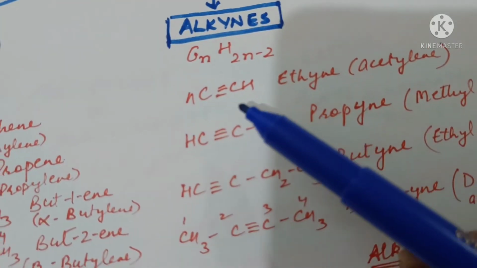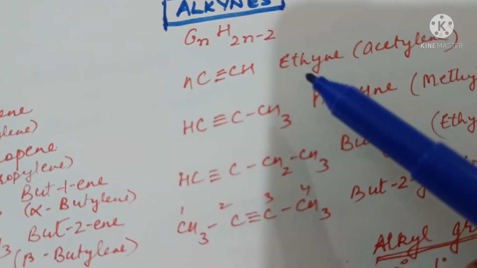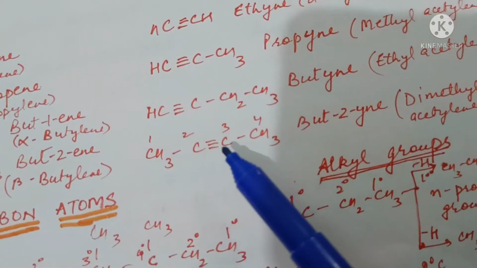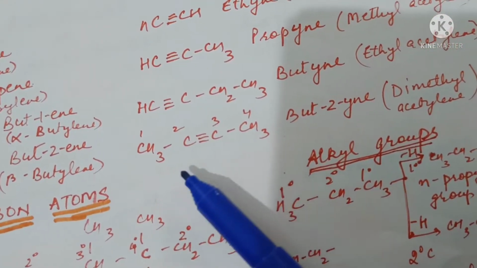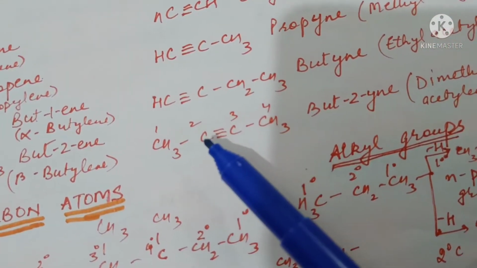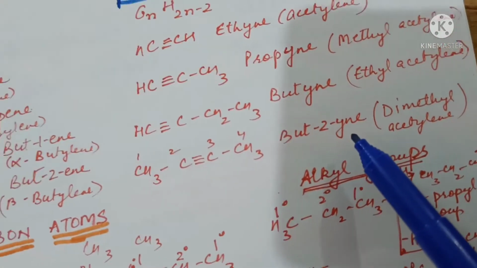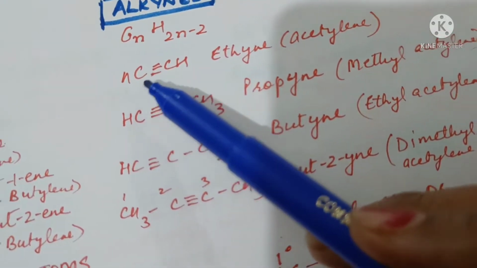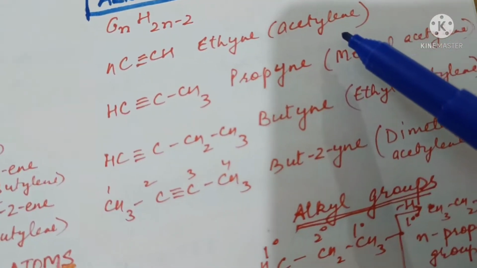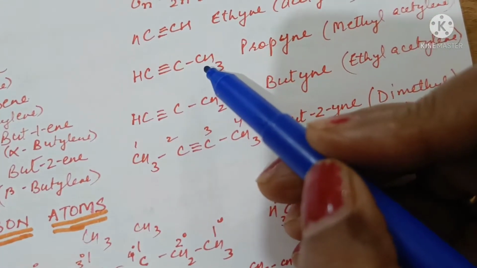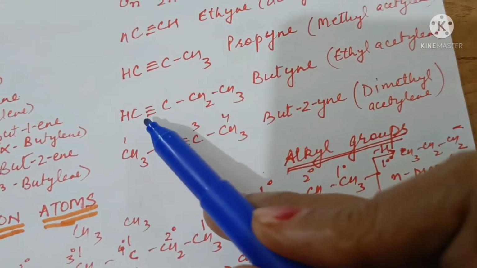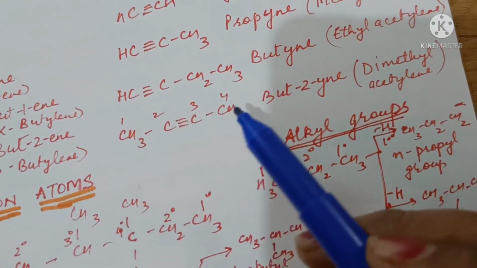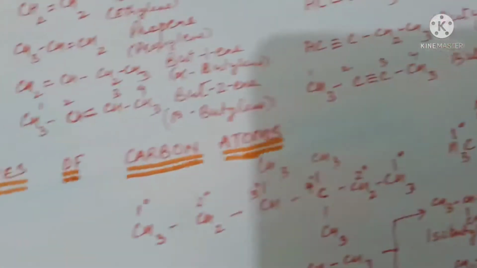The IUPAC name will be, for 2 carbon atoms, ethyne, for 3, propyne, for 4 it will be butyne, and a 4 carbon atom compound with triple bond at the second carbon will be called but-2-yne. Whereas in the common system of nomenclature, CH triple bond CH is called acetylene. Similarly, this compound will be called methyl acetylene. This is ethyl acetylene, and this one is dimethyl acetylene.